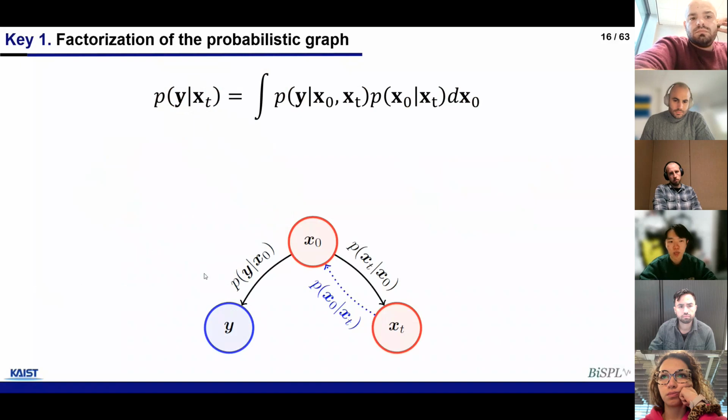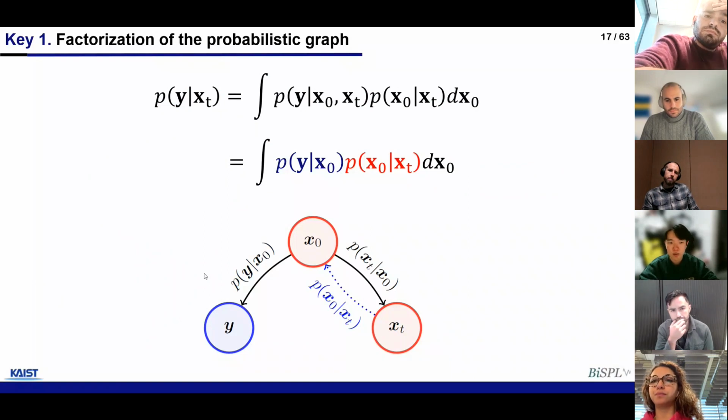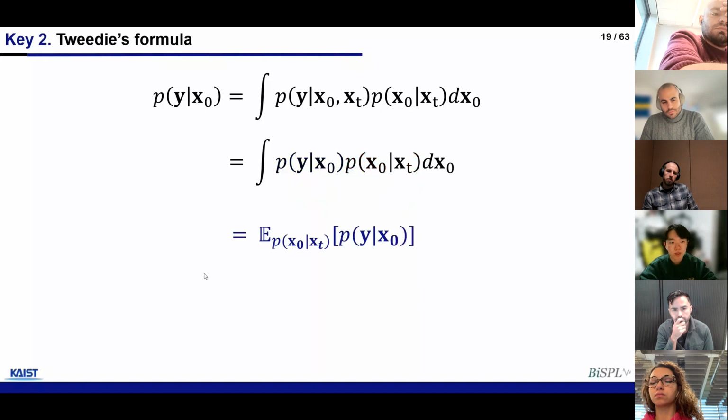So in our work, we aim to approximate the intractable distribution. The first key comes from the factorization. Since x0 is conditionally independent of y given xt, we can factor the integrand as follows, where the former term is what we know and the latter term is what we partially know. By partially known, I mean that we know how to obtain the posterior mean of the distribution, which is given by Tweedie's formula.